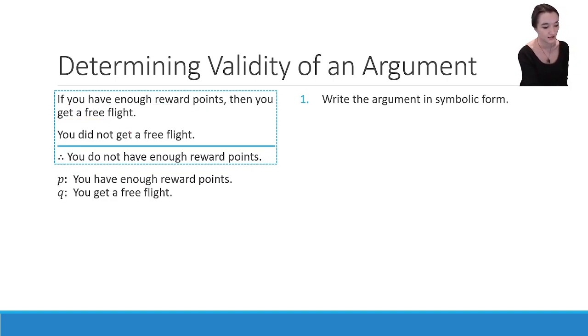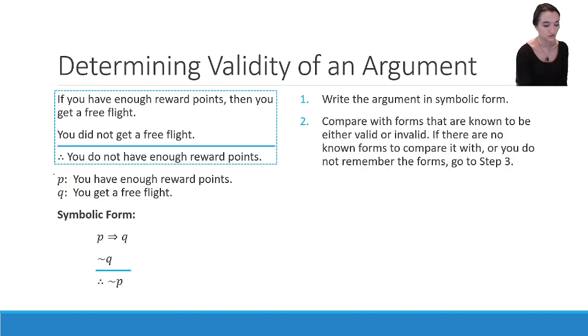So then notice that the next two statements all relate to those P and Q from the first one. So the second premise is just you did not get a free flight, which would be the negation of Q. And then the conclusion is you did not have enough reward points, which is the negation of P. So in total, we get the symbolic form P implies Q, not Q, therefore not P.